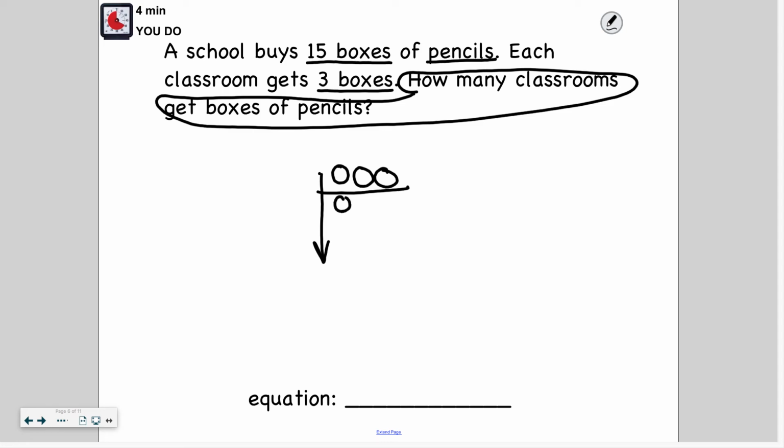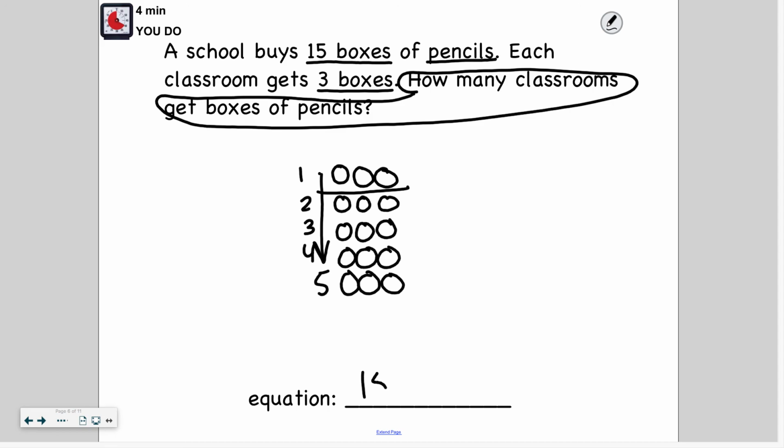So I have 3, 6, 7, 8, 9, 10, 11, 12, 13, 14, 15. So let's see how many groups that is, or how many classrooms are getting these boxes. 1, 2, 3, 4, 5. So your equation should have been, we started with 15, and we're dividing by 3 today, so divided by 3 equals 5. 15 divided by 3 equals 5.